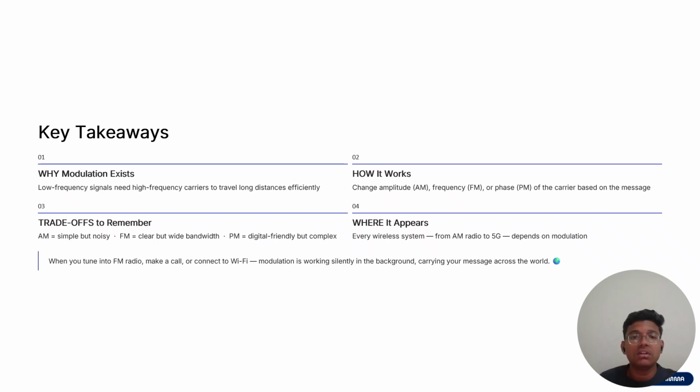The fourth is AM is simple but noisy. FM is clear but needs more bandwidth. And PM is digital friendly but complex. And the final takeaway is modulation is used in almost every wireless communication system from AM radio to 5G. So in one sentence, modulation is a technique that carries our message over long distance by using a high frequency carrier wave.